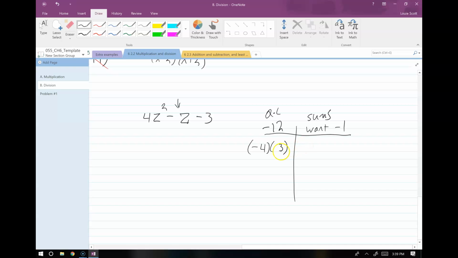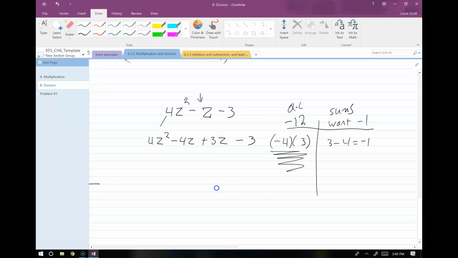Okay, so I already know that 3 minus 4 gives me negative 1. So those are the factors to use. Now my first term drops straight down. I have 4z squared. My middle term breaks into the factors that I found. So I have negative 4z plus 3z, and then minus 3.